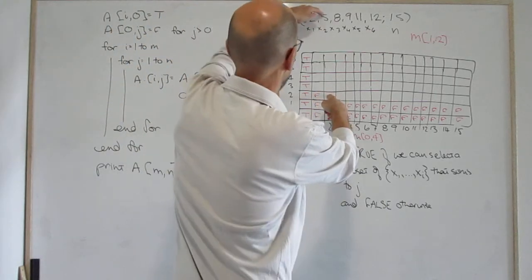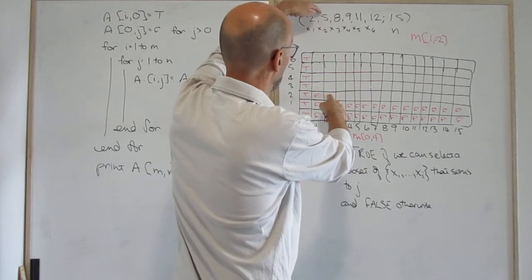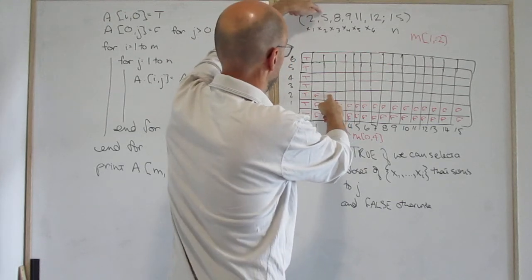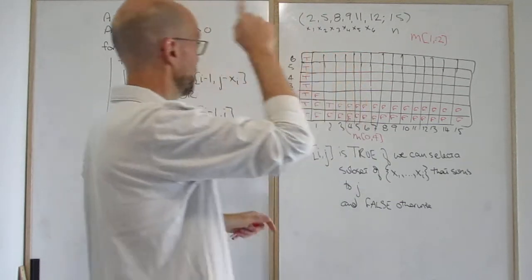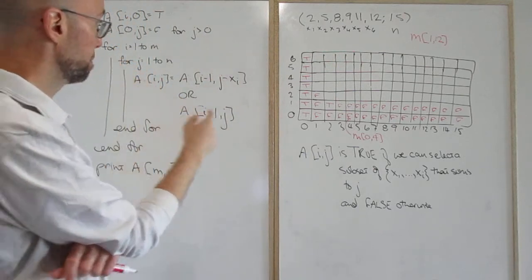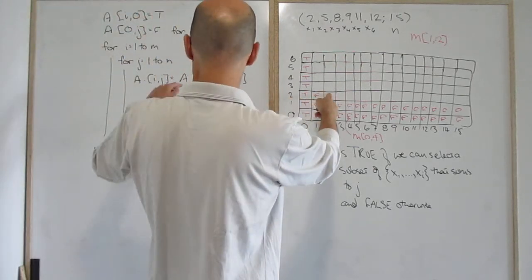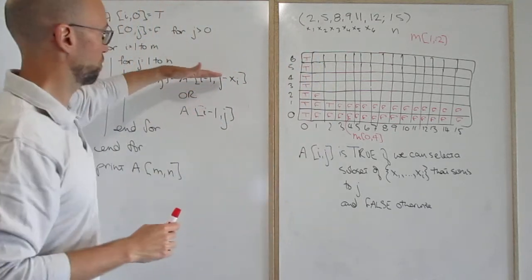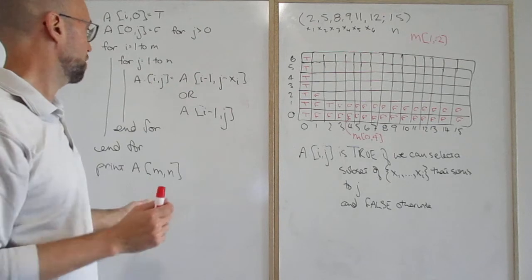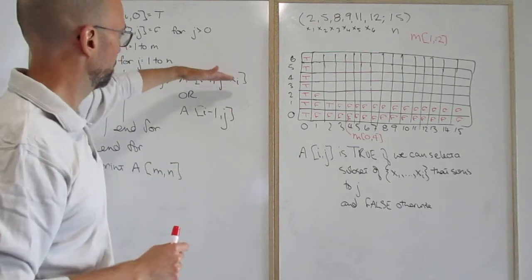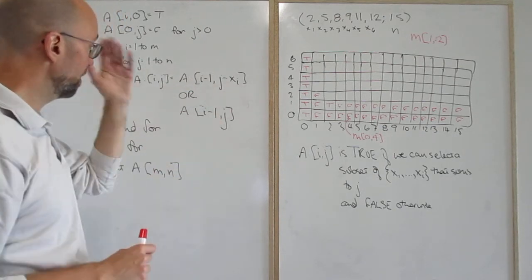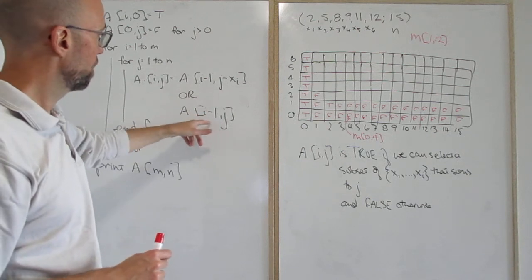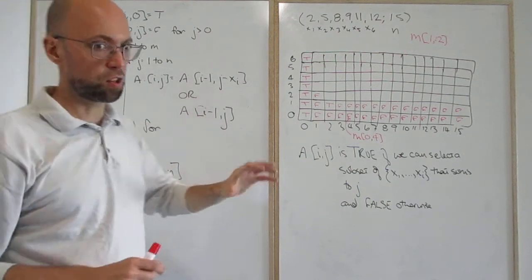So if we decide to take x2, then that's a 5. So we're trying to get sum minus 3 from just x1. That's not going to work, so this one is false. But then, can we get sum 2 from just x1?